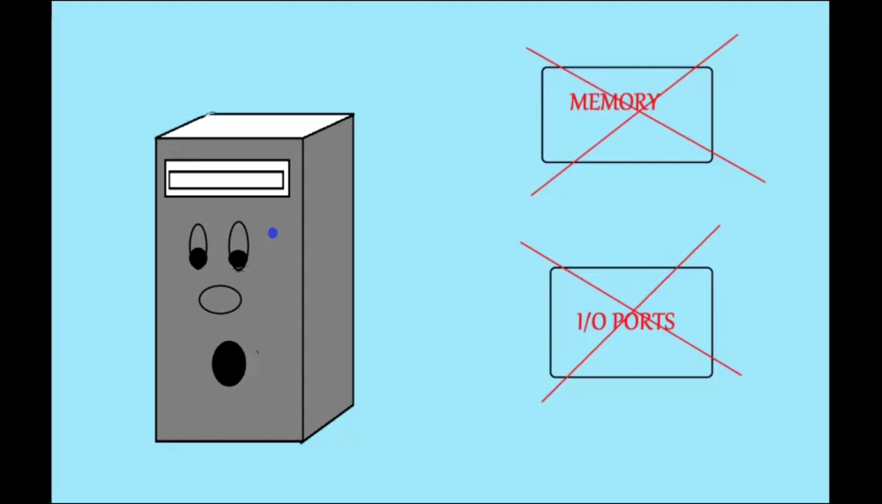In a microprocessor, there is no memory or input-output port present inside it. It has to use them externally. It only performs the instructions which are given to it in the form of a program.